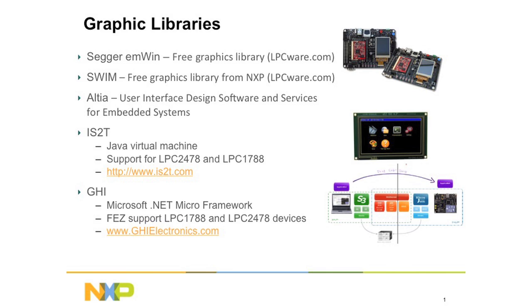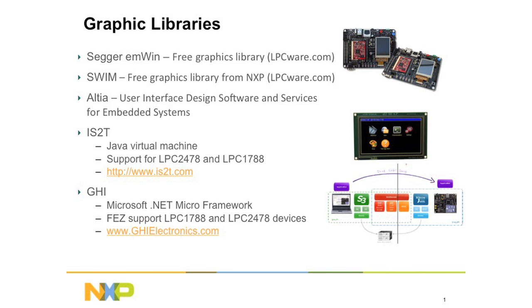I don't know what it costs normally, $12,000 or $20,000, and you get it free. emWin is a very low cost package that we give away for free if you go to lpcware.com. So nxp.com is a great place for data sheets. LPCware is our engineer to engineer site. Schematics, example code, go there.